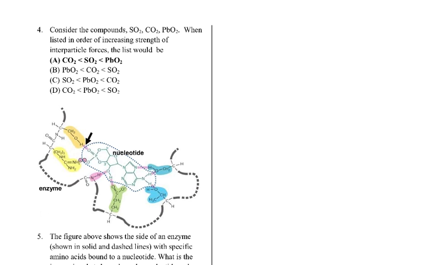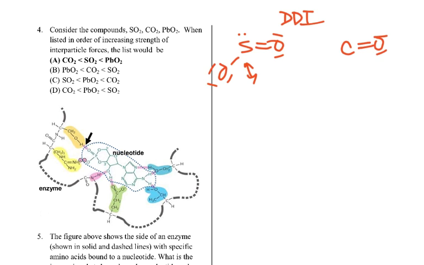Number 4, considering the compounds SO2, CO2, PbO2, when listed in order of increasing strength of interparticle forces. Well, SO2, we should kind of have that memorized, it's going to look something like that, and it would have a resonance structure. So it's going to be a bent molecule. It's going to have dipole-dipole intermolecular forces. CO2 is going to be a linear molecule like that, pretty much nonpolar, so that would probably be London dispersion forces. And PbO2, that's ionic. It's a metal and a nonmetal.